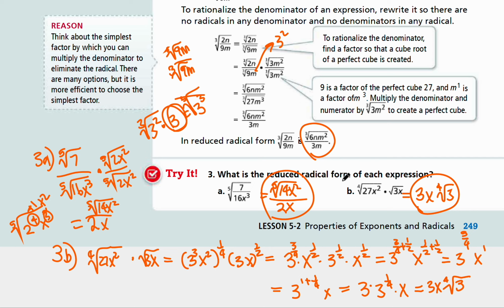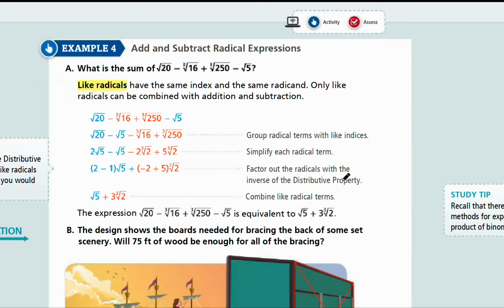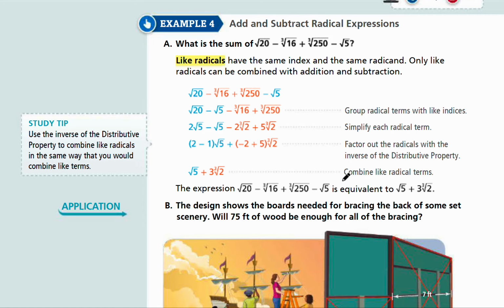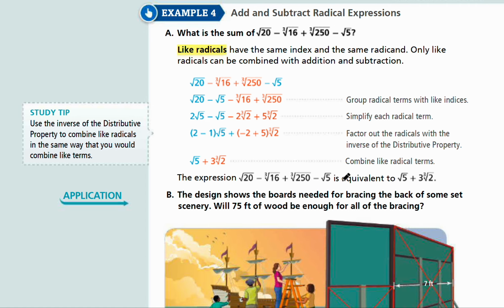Okay, so that was example 3 and try number 3. Let's look at the next page. Example 4. Add and subtract radical expressions. What is the sum of root 20 minus cube root of 16 plus cube root of 250 minus root 5?